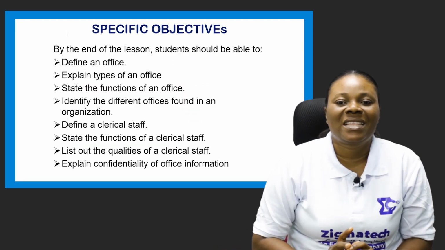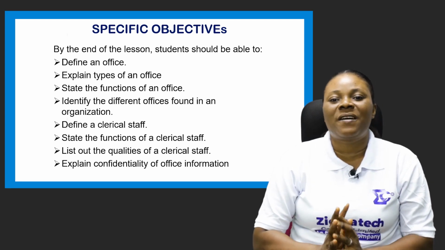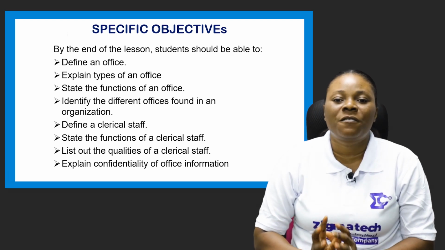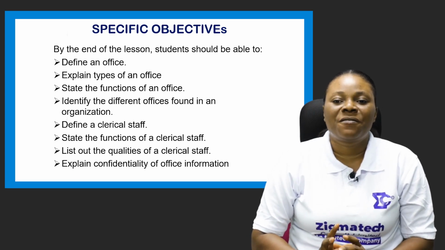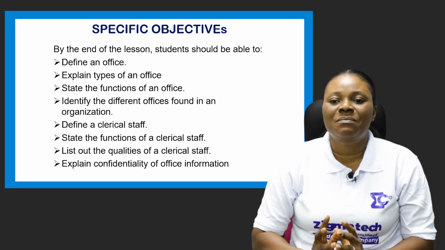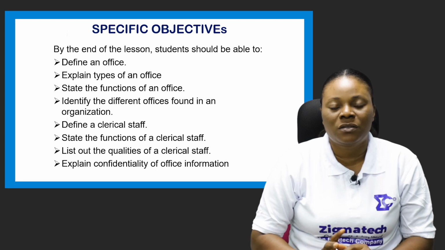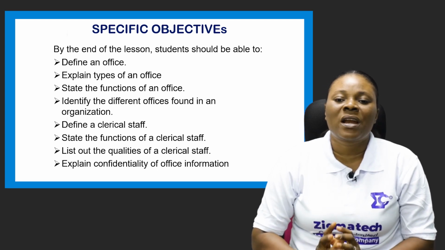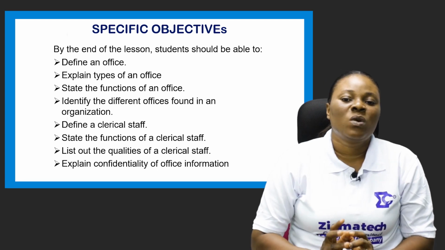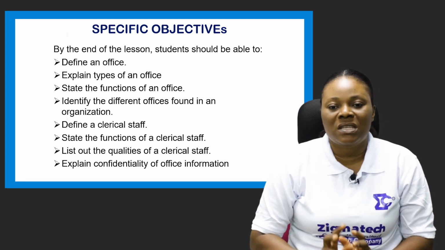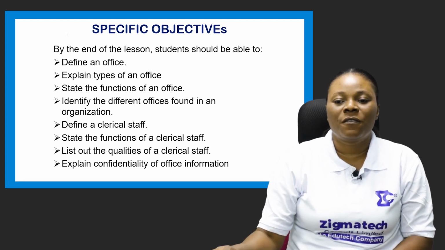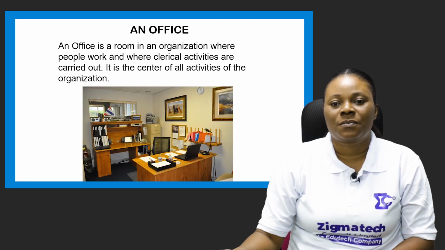By the end of today's lesson, you should be able to define an office, identify and explain the types of office that we have, state the functions of an office, identify different offices that can be found in an organization. Then also we'll look at who a clerical staff is, the functions of a clerical staff. We'll list out the qualities of a clerical staff. And lastly, we explain the confidentiality of office information.